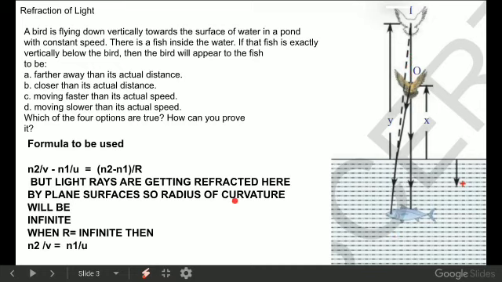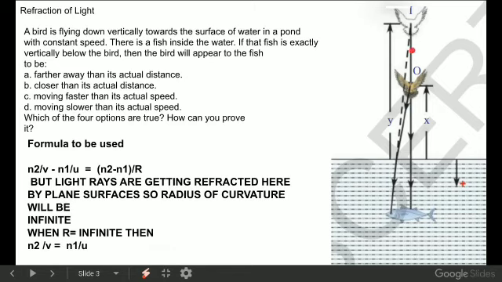In this problem we are going to use the curved surface formula, that is n2 by v minus n1 by u equals n2 minus n1 by r. But here this water surface is a plane surface, so the radius of curvature will become infinite. When r is infinite, n2 minus n1 by infinity will be equal to 0. This part will become 0 in total. So finally we will get n2 by v equals n1 by u.